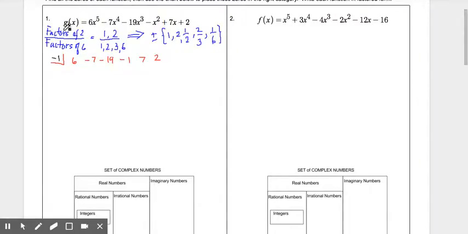So here we have g of x, which is a fifth degree polynomial. So we know that there should be 5 zeros. And in order to find the zeros, we want to generate the list of possible rational zeros. This is our list, which we generate from the factors of 2, which are 1 and 2, over the factors of 6, which are 1, 2, 3, and 6.